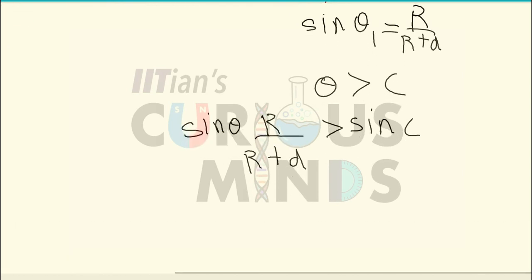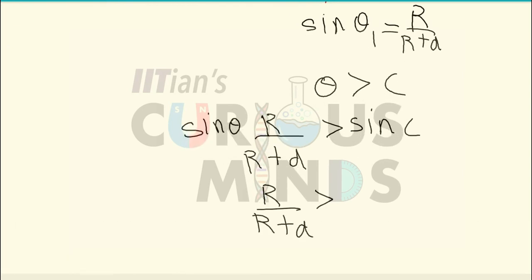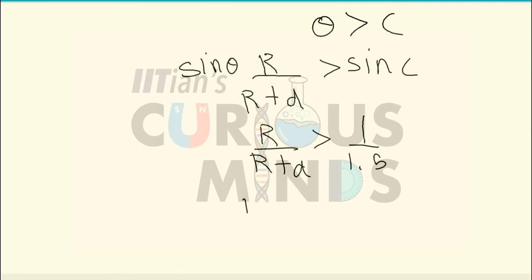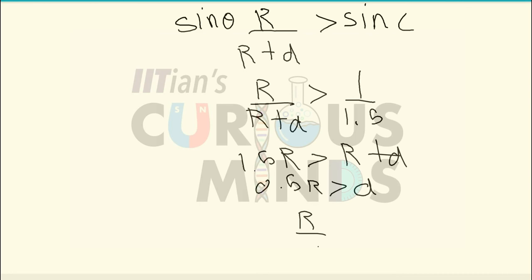Now sin C, the sine of the critical angle, is equal to 1 divided by mu, where mu is 1.5. So I can say that 1.5 R should be greater than R plus d. So 0.5 R should be greater than d.